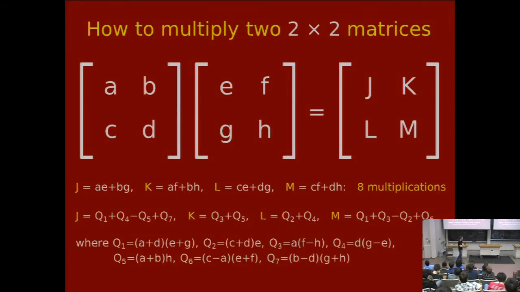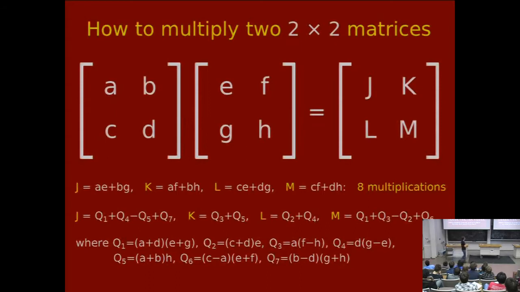Now, if you think about this a little bit more, here's a different way you could do it. I will not make you confirm this, but you can actually get J as the sum of these 4 numbers, K is this thing, where Q1 is this, Q2 is this, et cetera. There's some crazy formula here. I assure you, if you expand it all out, it actually works. So what, you may say? Well, let me show you something.